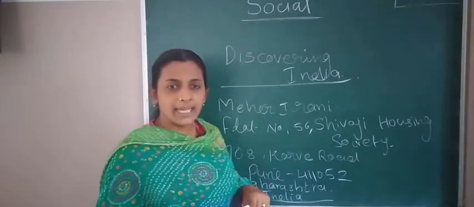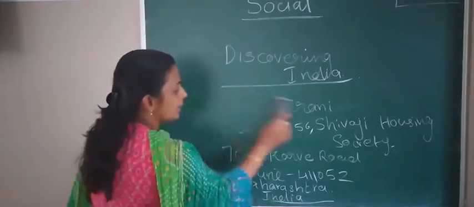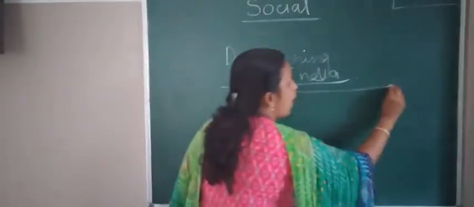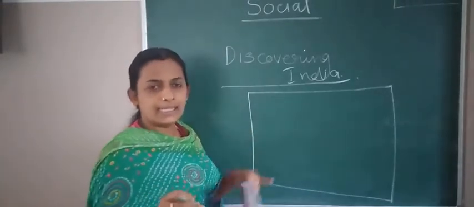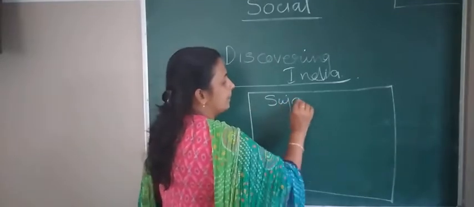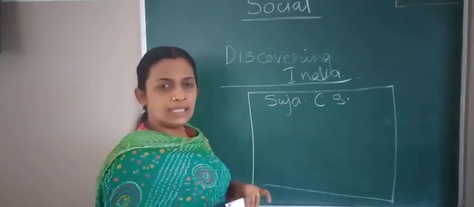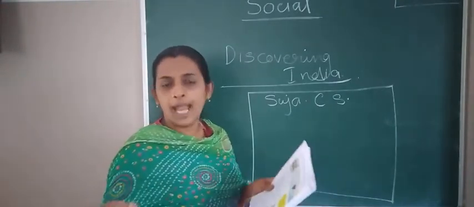Okay, now you can start writing in your notebook. What do you have to write? Yes, you have to write your own address. One box, and in that box you can write your address like this. First your name, my name. Then your street name or flat number or your housing society, whatever it may be.